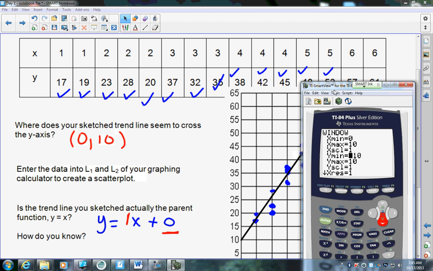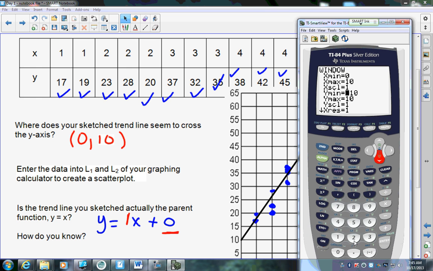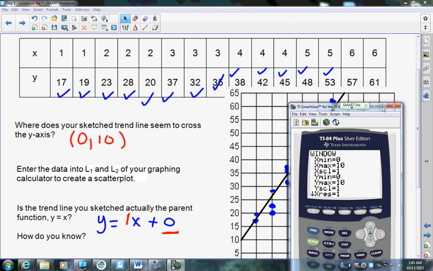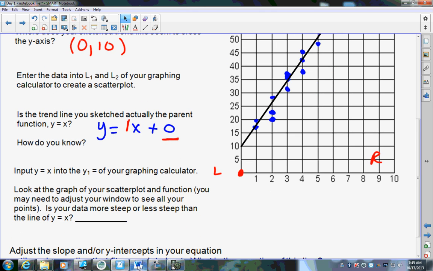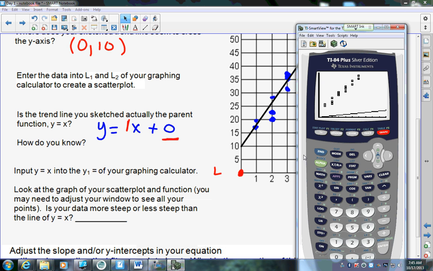Y minimum, the smallest y number I have over here is 17. A number smaller than 17, I can go with 15, but because it's the first quadrant, I think I'll just start with 0. And it goes up to 61. So I'm going to go down here and put in 65. Now if I press graph, I should be able to see my line and my dots. Okay. Here are the points that I plotted. Let me move this up. Here is my linear parent function.